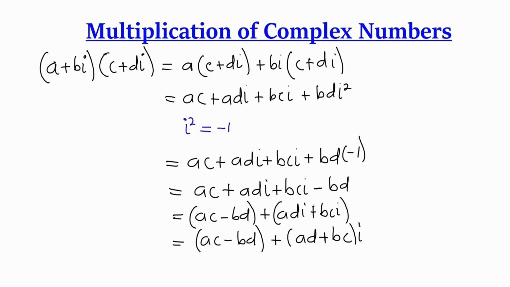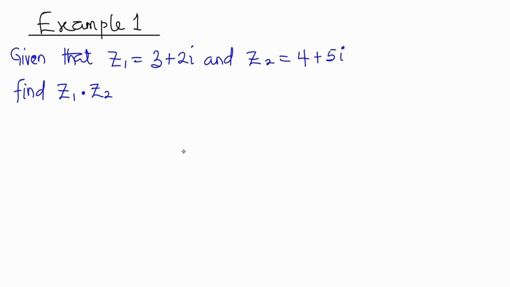Now that we have the idea of multiplying two complex numbers, let's take practical examples. Example 1: given z1 equal to 3 plus 2i and z2 equal to 4 plus 5i, find z1 times z2. That's the application part of the multiplication of complex numbers. You want to find z1 multiplied by z2.